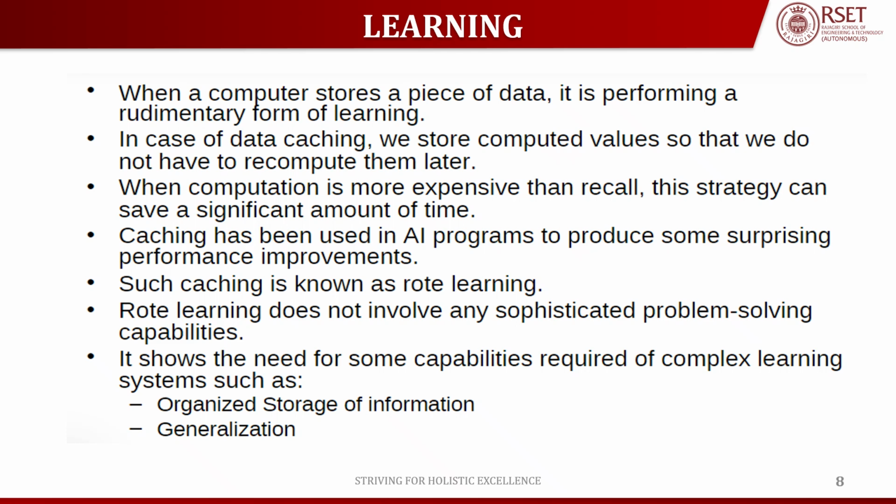In case of data caching, we store computed values so that we do not have to recompute them later. That will be preserved in the cache. Then, when computation is more expensive than recall, this strategy can save a significant amount of time. It has been used in AI programs to produce some surprising performance improvement. This type of caching is known as rote learning. It shows the need for some capabilities required of complex learning systems such as organized storage of information and generalization.